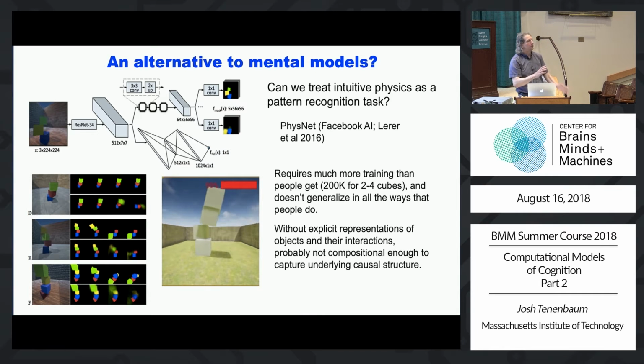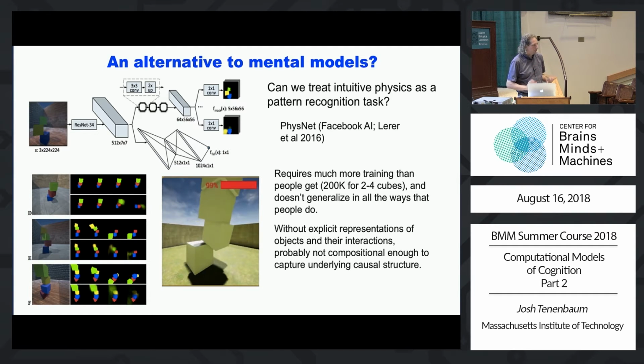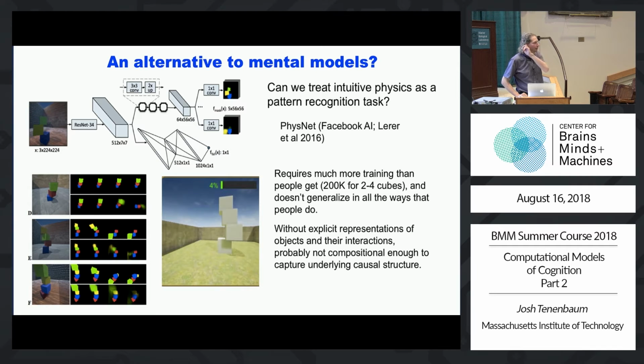One is like, will it fall over or not? Another might be a sort of a pixel mask prediction thing. Turns out that helps a little bit to predict where the pixel flow is going to go. Importantly, this is a system which is not built with any notion of objects. It's just going from pixels to either binary classification, yes, no, fall, or other pixel mask things.